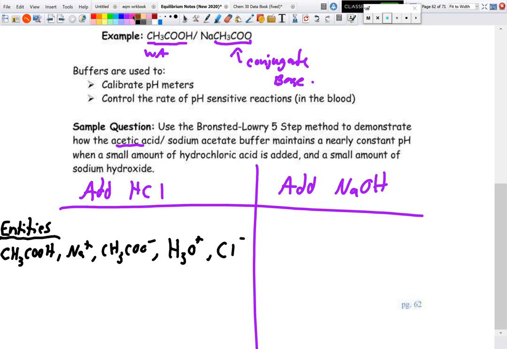Now, from here, you're going to go to your data booklet. You are going to find that our H3O+ is our strong acid, and the strongest base, I forgot to add water as well. Sorry about that. That's also an entity, but that won't react because our strongest base is going to be our acetate right here. So what happens is that our conjugate base in our buffer, our sodium acetate or our acetate, can actually take the hydronium ion from our hydrochloric acid and it can neutralize it.